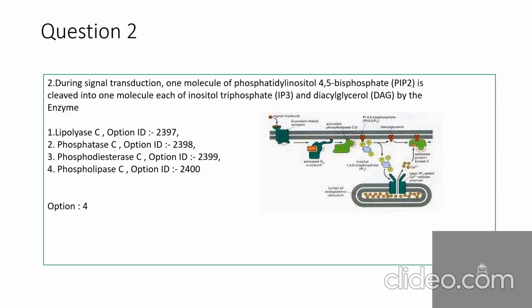During the second question for the day, during signal transduction, one molecule of phosphatidylinositol PIP2 is cleaved into one molecule of IP3, inositol triphosphate, and diacylglycerol by the enzyme phospholipase C. Here the mechanism of the signal transduction pathway is there. You can see here, phospholipase C acting as an enzyme to cleave PIP2 into IP3 and DAG. So here option 4 is correct.